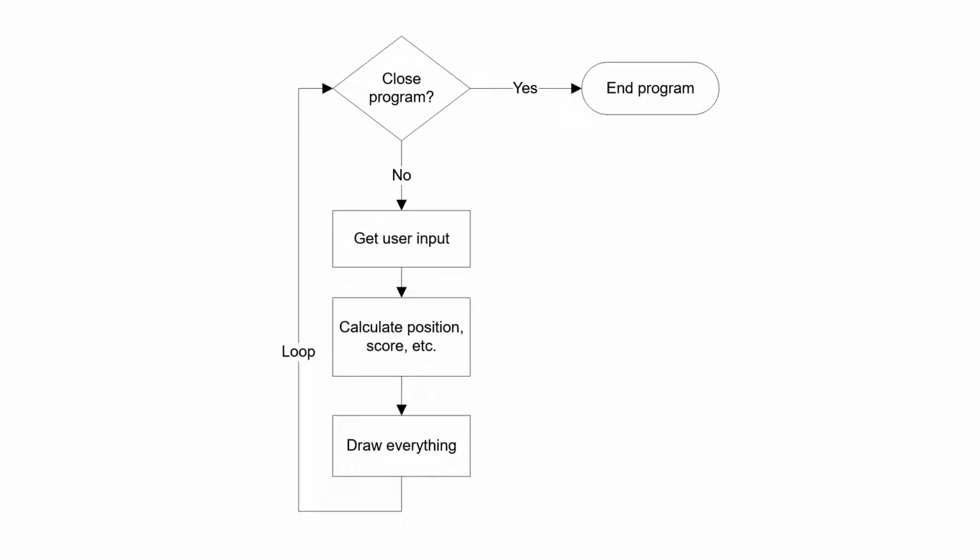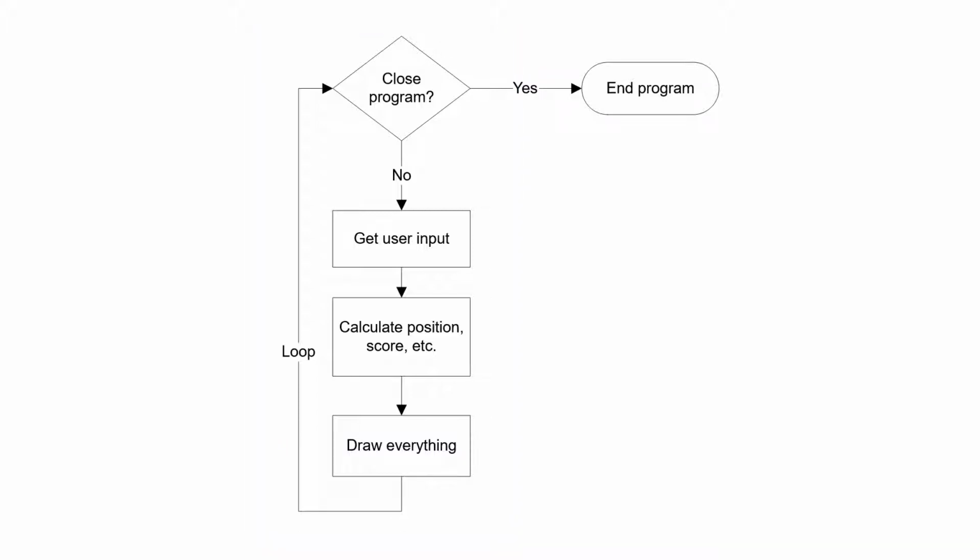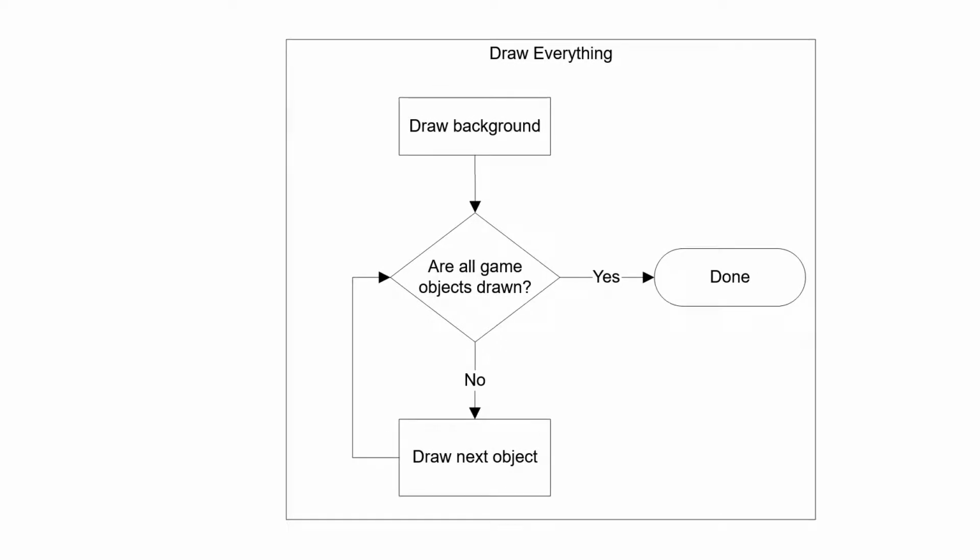The inside of these loops have three common steps. 1. Get user input. 2. Perform calculations. 3. Output the result. Then we loop this 60 times per second until the user asks to close the program. There can even be loops inside of loops. Take a look at the Draw Everything loop flowchart below. This set of code loops through and draws each object in the game. You can put this loop inside the larger loop that draws each frame of the game.